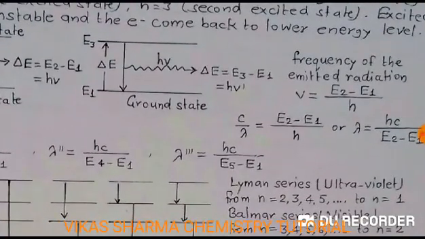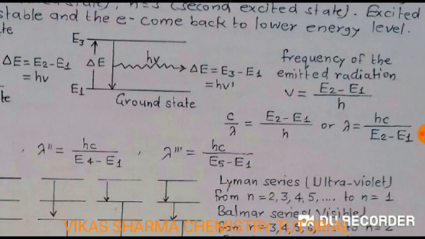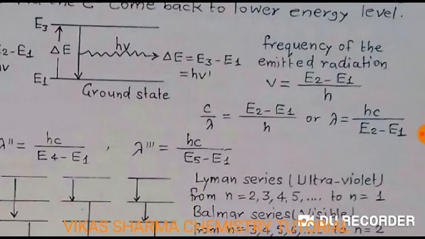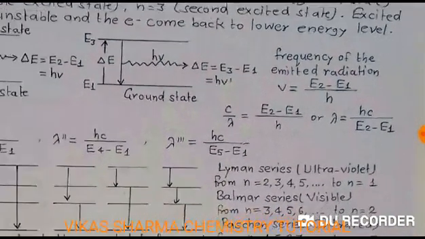Frequency of the emitted radiation, nu, is equal to E2 minus E1 divided by h, means Planck constant. c is equal to nu lambda, so c upon lambda is equal to E2 minus E1 upon h, or lambda is equal to hc upon E2 minus E1.